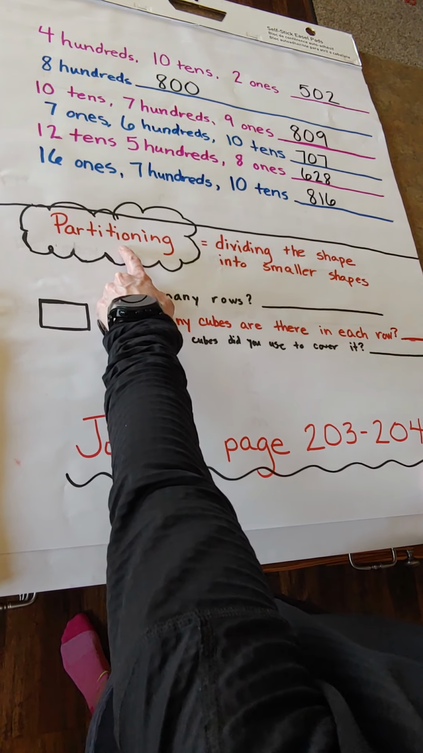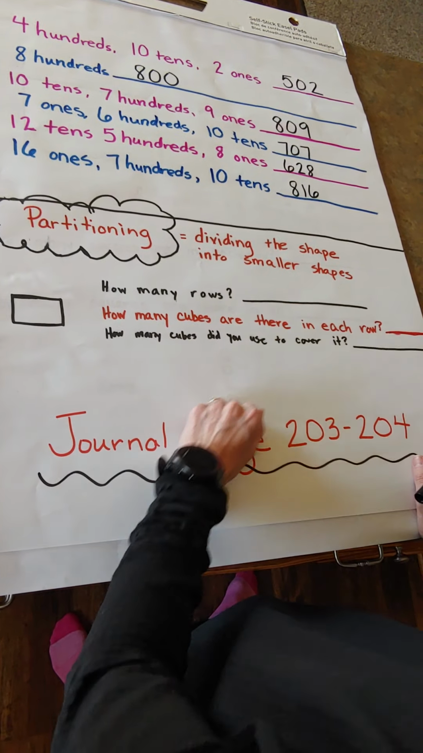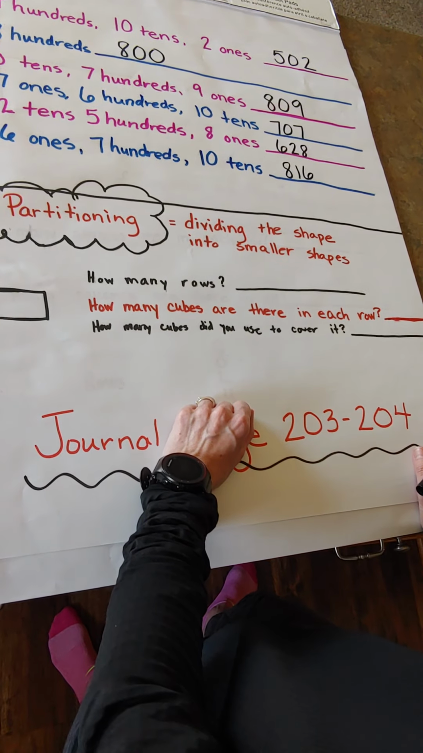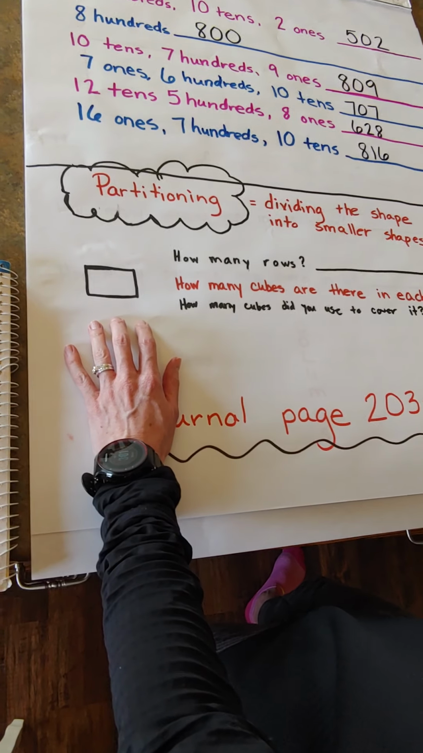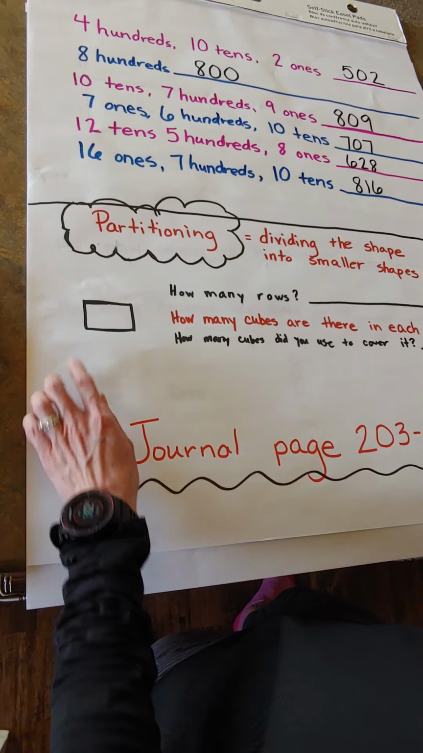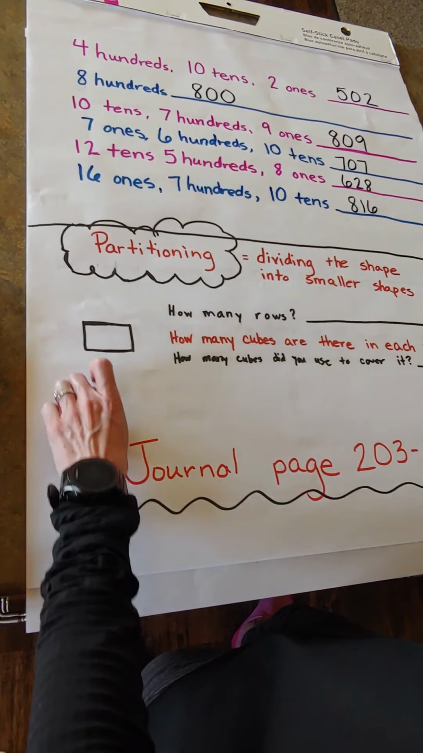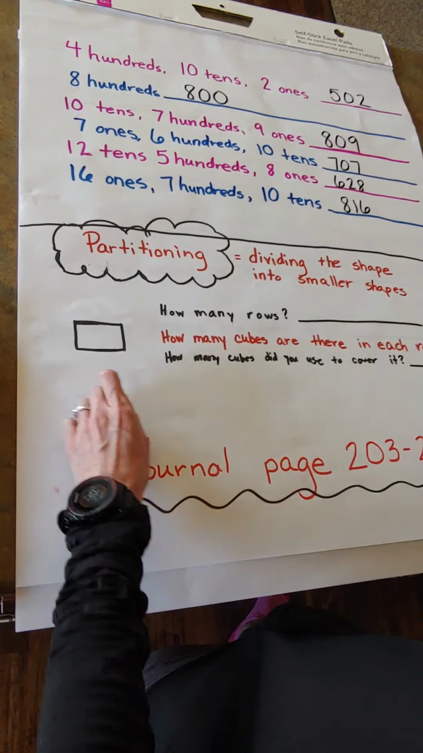Now our lesson today focuses primarily on partitioning shapes. And that's our new word here, partitioning. Partitioning means to divide the shape into smaller shapes. So our first example here is this rectangle, and we have to remember that rows go across, and columns go up and down. We always count our rows first.